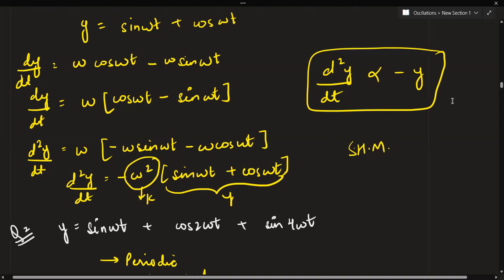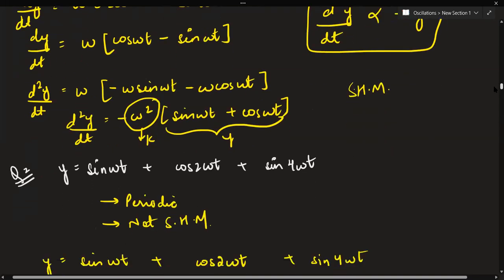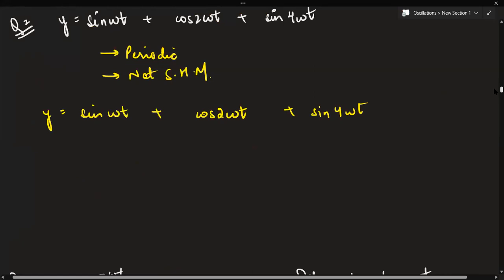Now here we have not calculated the time period. Just to make you clear how to calculate the time period: if this is an equation, I've already written that it's not in SHM. When you prove it, it will come out not to be in SHM. It is a periodic motion, as you can directly see. It is a combination of sine and cos. Here, what I want to tell you is how to calculate the time period.